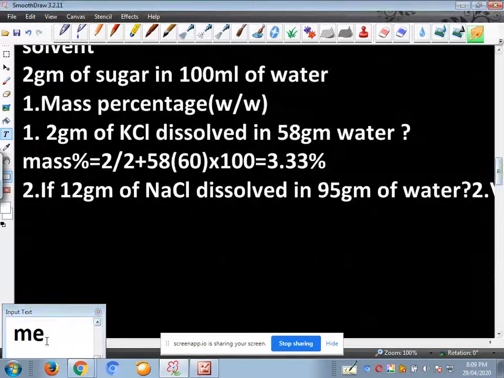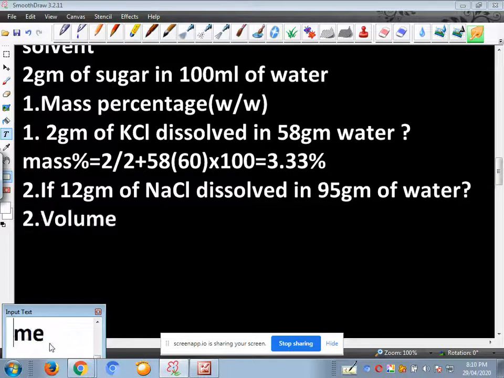The second one we are going to study here is volume percentage. For this volume percentage, everything is similar, but here volume is always expressed in ml, right? So we say it as v by v. For mass we take w by w, and for volume we take volume by volume. So what is the formula here?